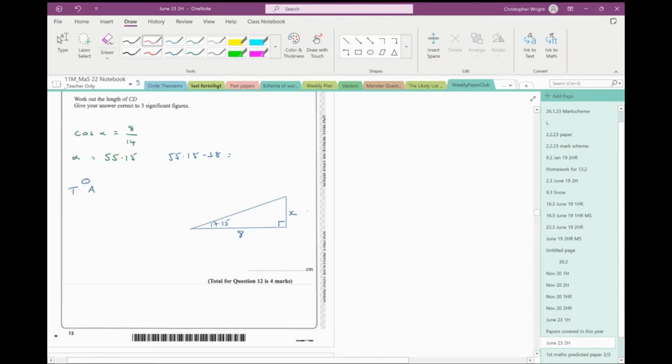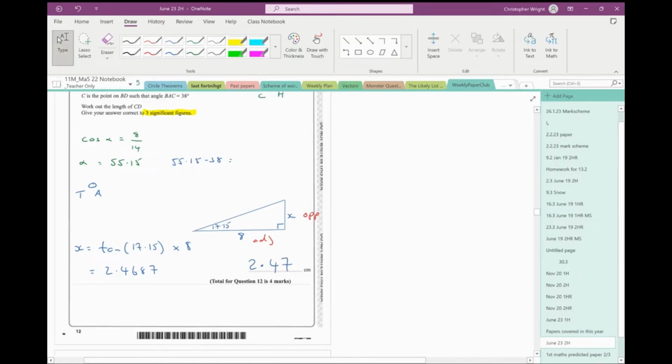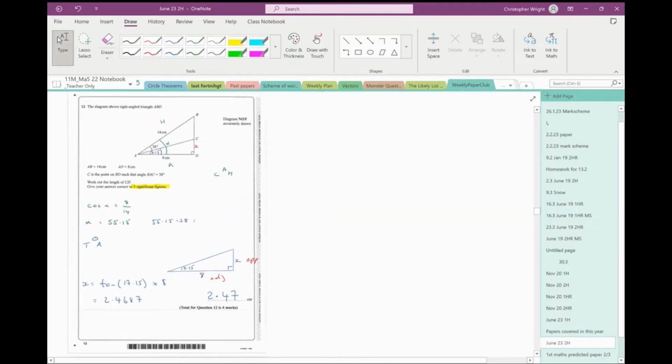Okay, I've got an opposite here and an adjacent here. I'm trying to find the opposite. So the opposite X is going to be tan 17.15 times 8, the adjacent. On my calculator, I'm going to put that in the other way around. I'm going to go 8 times tan 17.15, which gives me 2.4687, and I'm asked to give my answer correct to 3 significant figures, so my answer is going to be 2.47. There we go. That is number 12.